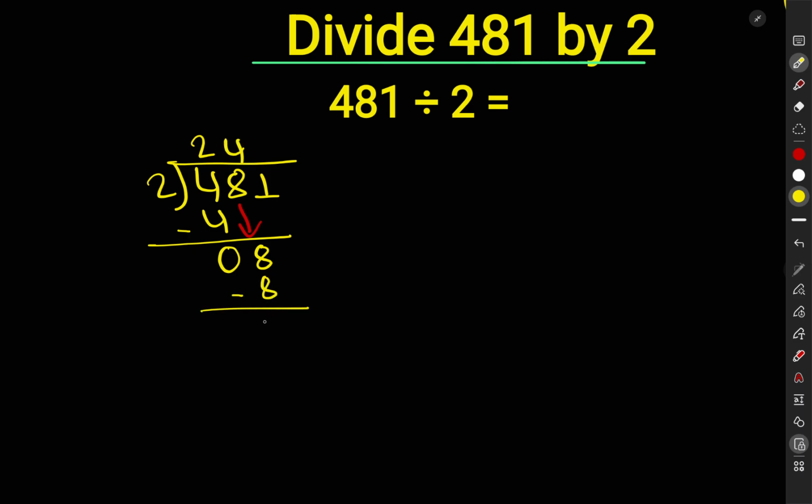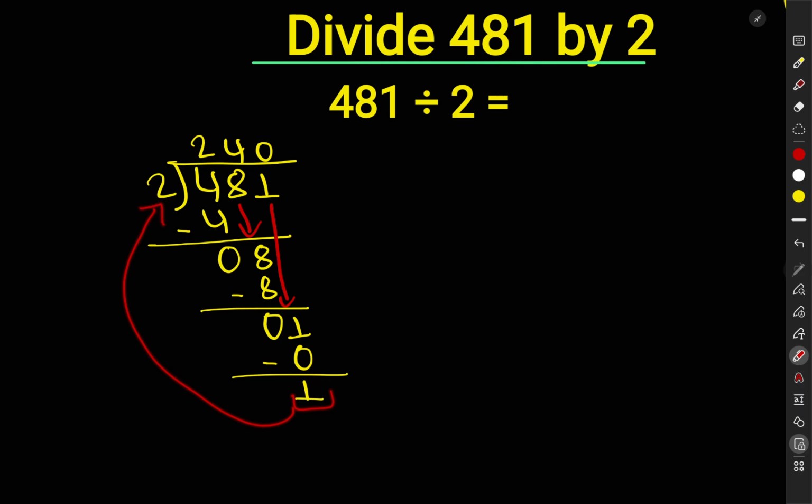On subtracting it is 0. We put down this 1 and 2 times 0 means 0. On subtracting it is 1. So now this 1 is less than 2 and there is no other number beside.